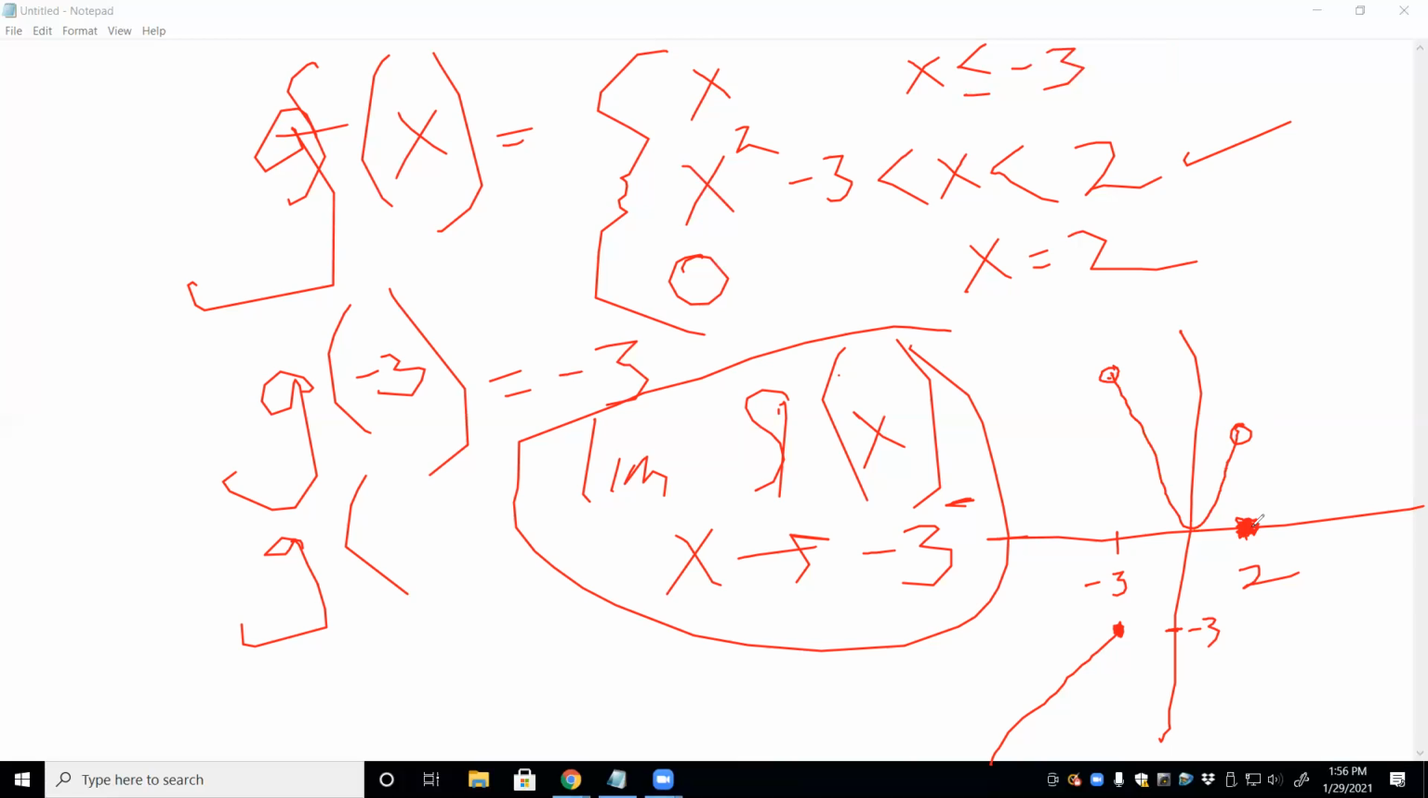Now, once you get a graphical picture of it, it's relatively easy to answer all of these questions. In other words, this question: what's the limit of g of x as x approaches -3 from the left? So I have to hop on, let me change colors here. I hop on the graph somewhere to the left of -3, and I start heading towards that point.